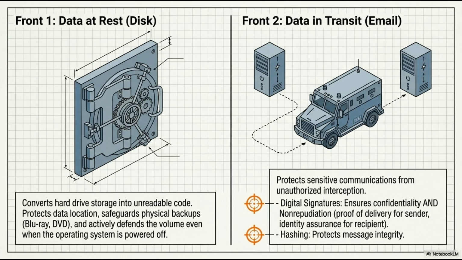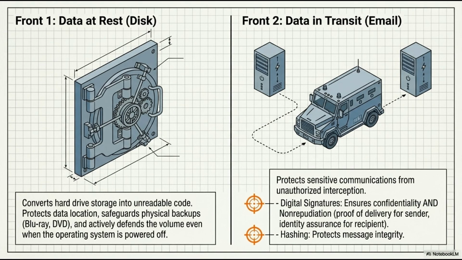Well, data at rest is when we convert hard drive storage into unreadable code. It's parked data. It's just sitting there. Right. And it's vital because it protects the physical location of the data, like actual backups. Yeah. Blu-rays, DVDs, external USB drives. And crucially, it defends the volume even when the operating system is powered off. Because if a laptop is powered off, a thief can just physically take the hard drive out, right?